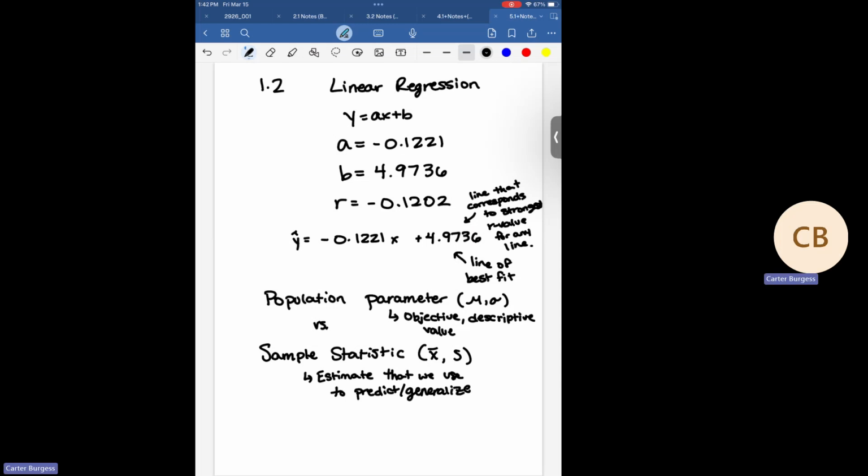Okay. So for the data that I gave, I put in 10 data points to get this equation. If those 10 data points are my population, then this is a parameter. It's just describing what those data points are doing. Often, though, we don't want to use this as a parameter. We would rather use this as a statistic to make predictions.